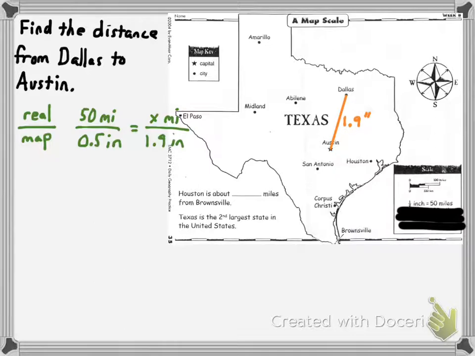So we can cross multiply, use our proportion here, and we get 0.5x equals 95. I'm ignoring the units again because I've got consistent units in both my ratios, miles to inches on both of them. So automatically, whatever I get for x will be in miles. Then if you divide by 0.5, you get x equals 190. So it's about 190 miles from Dallas to Austin.